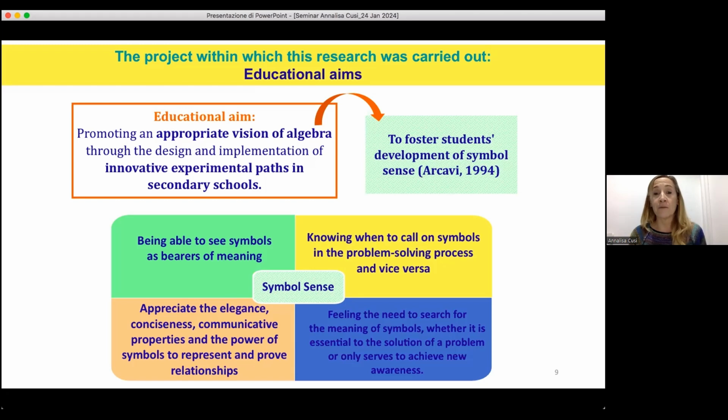processes, but also vice versa, when to turn to other ways of facing problems when they are more effective than using symbols. Appreciate the elegance, the communicative properties, the power of symbols in communicating, in solving problems, in supporting reasoning in general, and feeling the need to search for the meaning of symbols, whether it is essential for the solution of a problem or only when it serves to achieve new awareness about the problems that students are facing.